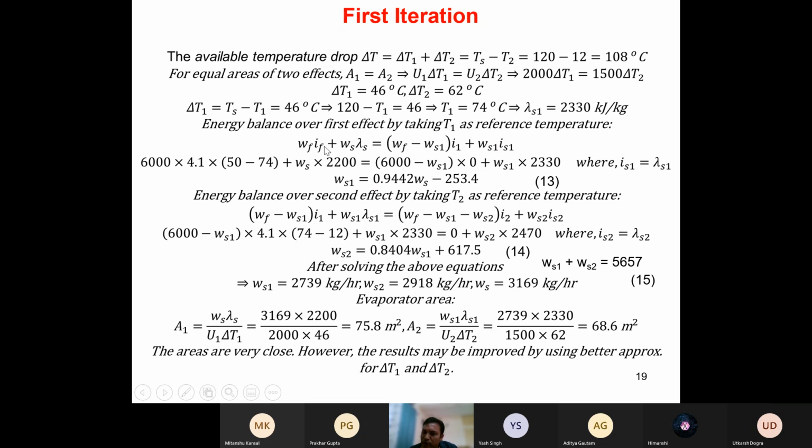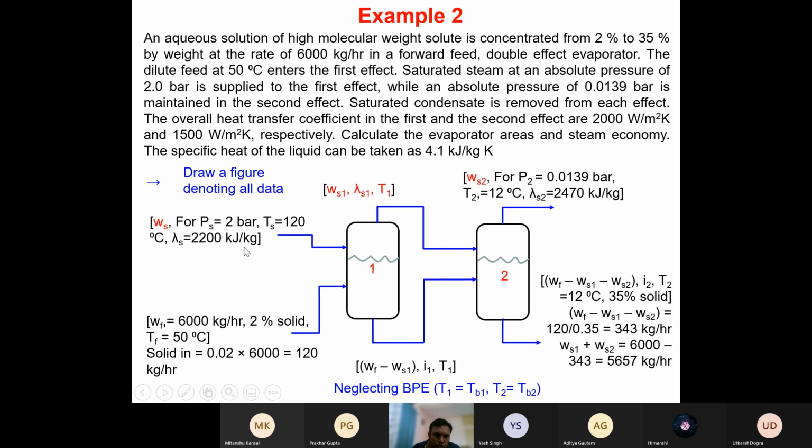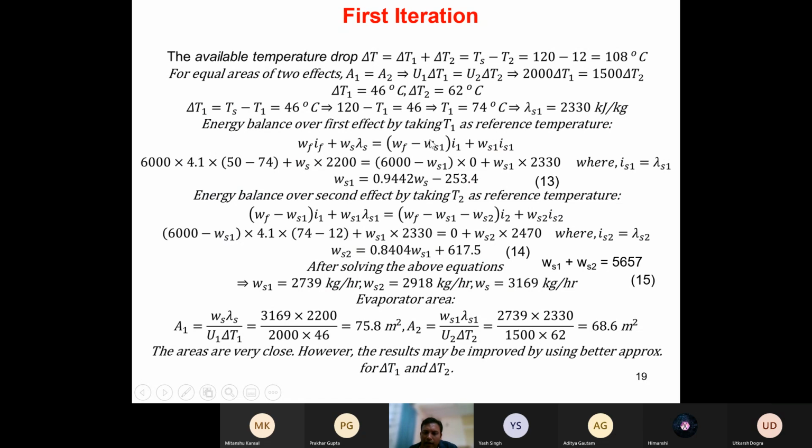So WF into IF, WF is nothing but what? 6000 into CpΔT, Cp is 4.1, into delta T is nothing but what? 50 minus the reference temperature T1, T1 is 74. So 50 minus 74 plus Ws into lambda S. Ws is unknown. Lambda S we already know, lambda S is 2200, and equals the right hand side: WF minus Ws1 into 0, because CpΔT will be 0, because here delta T is 74 minus 74. So this entire term becomes 0.